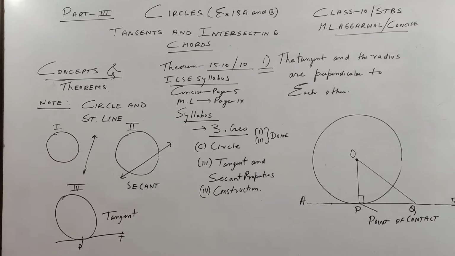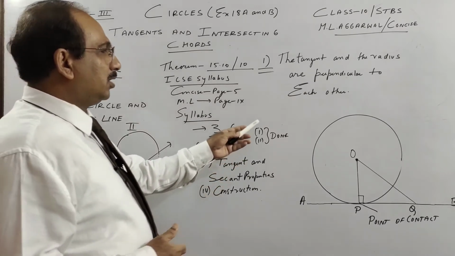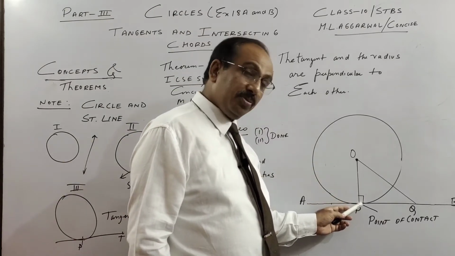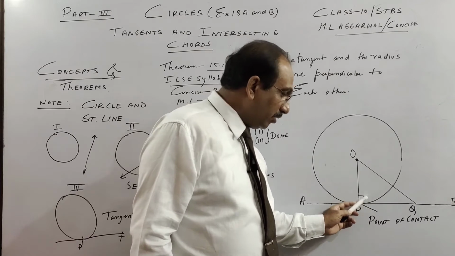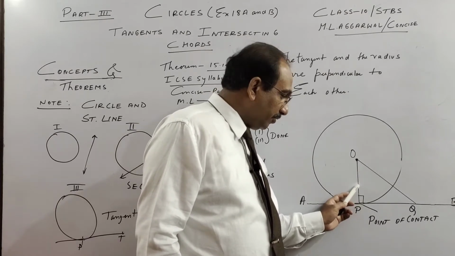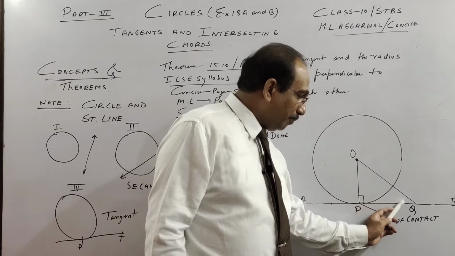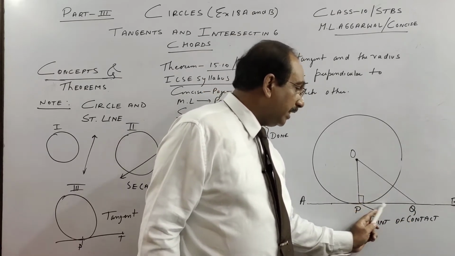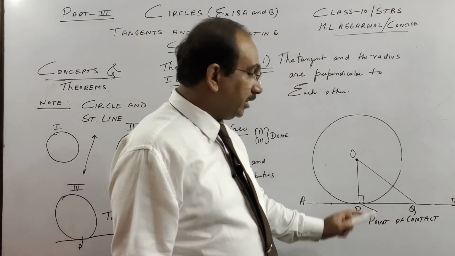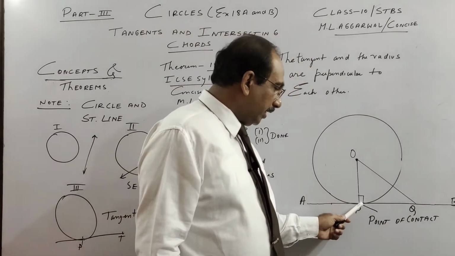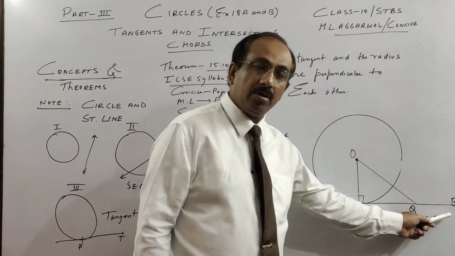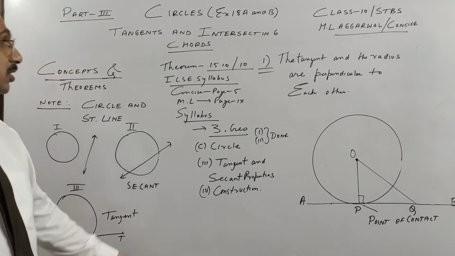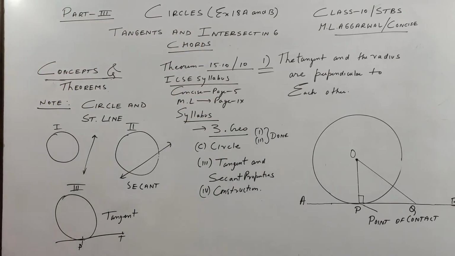So next, the same theorem, what we call the converse. A line drawn from the end of the radius, from the point of contact, perpendicular to it. You join this, you get the point of contact, you draw a perpendicular at the end of the radius. If you draw a perpendicular, then that line will be the tangent to the circle. Once more, at the end of the radius you draw a perpendicular, you will get a line, and that line will be a tangent to the circle. So this, if you see, is 15.11.